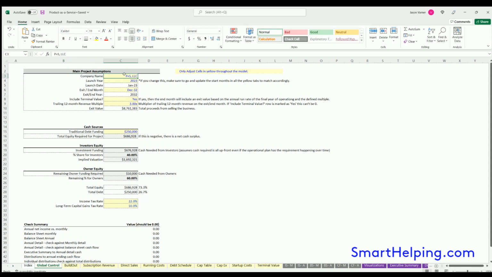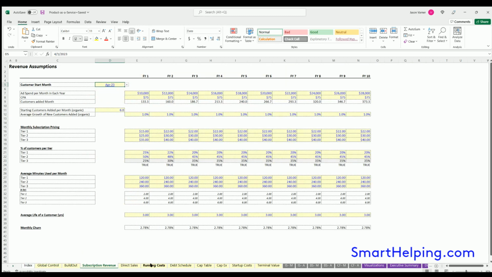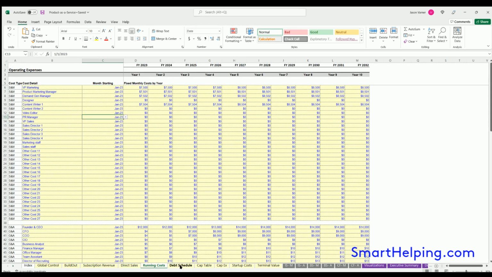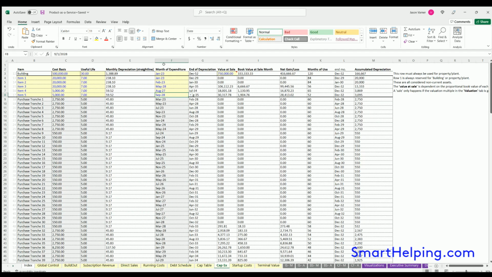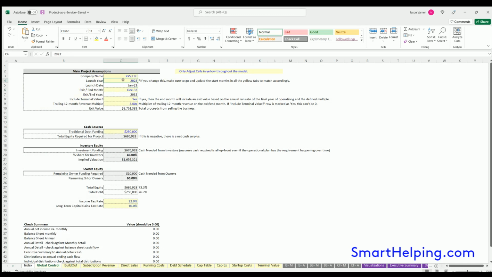We're defining the name of the company, the launch year, and remember if you change the launch year, adjust any necessary drop downs. You'll have drop downs on the subscription revenue tab, on the running costs tab, debt schedule, and a little bit on the CapEx here. So make sure to update those dates if you do change the launch year accordingly.